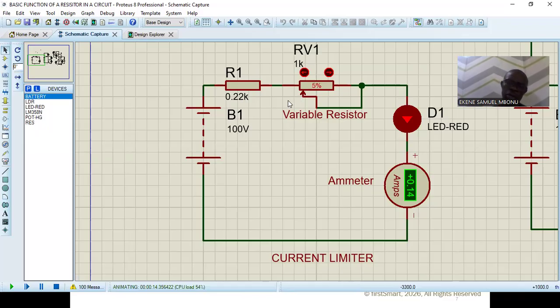So somebody should tell us his or her observation, why I change the variable resistor value.